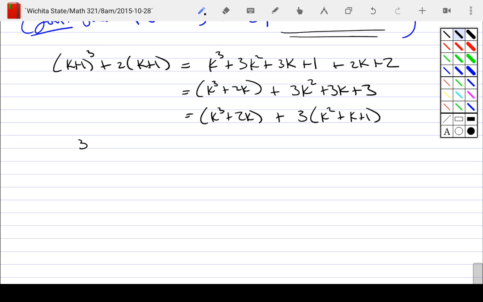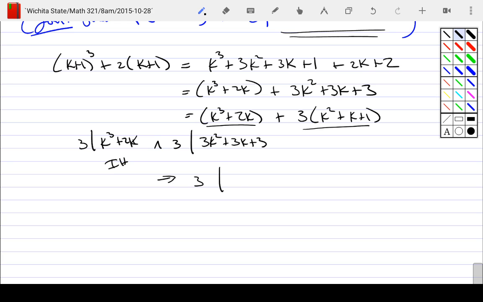Hey, look. 3 divides k cubed plus 2k, right? That's the inductive hypothesis. And 3 divides that 3k squared plus 3k plus 3. If 3 divides this and 3 divides this, does it divide their addition? Yes. Therefore, 3 divides the original, k plus 1 cubed plus twice k plus 1, hence we're done. Divisibility statement: if 3 divides the first and 3 divides the second, 3 divides any linear combination of those two. Just add them, and we get the original.